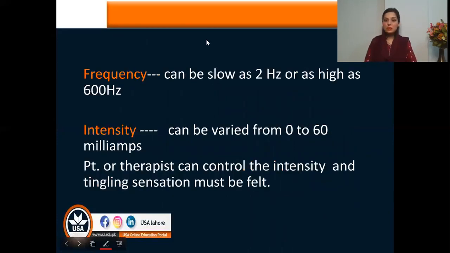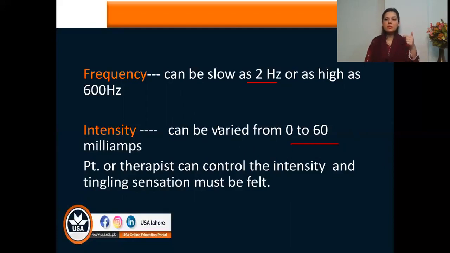The next is the frequency. This is one of the analytic parameters on the TENS that starts from 2 hertz. The machines we practically use have a maximum of 120 to 150 hertz frequency. And intensity can be varied from 60 to like 16 milliamperes.